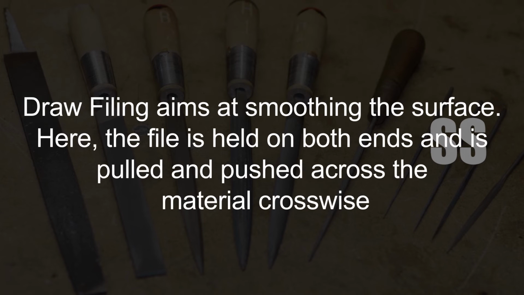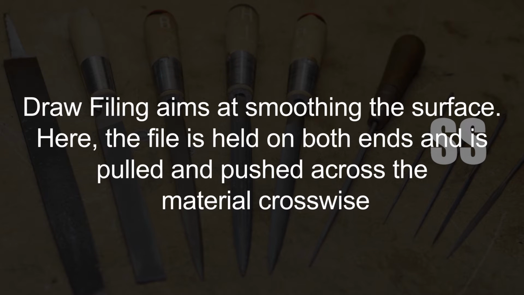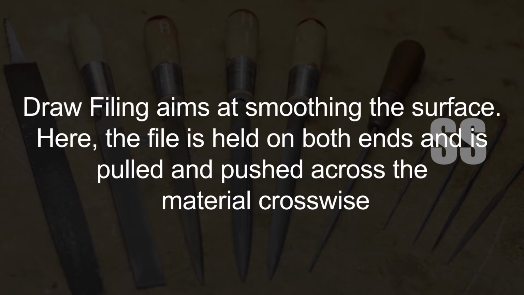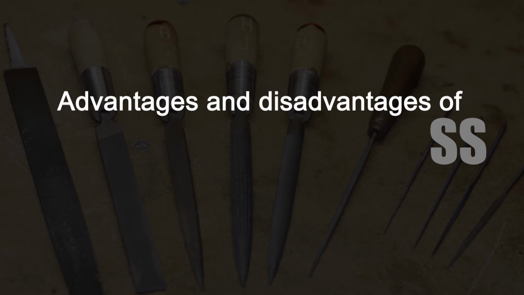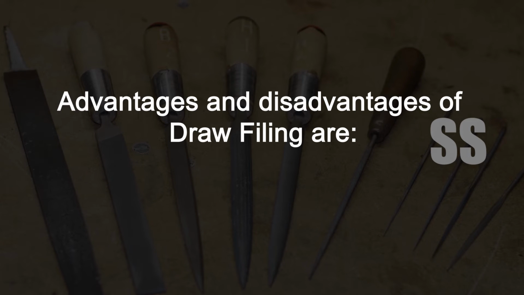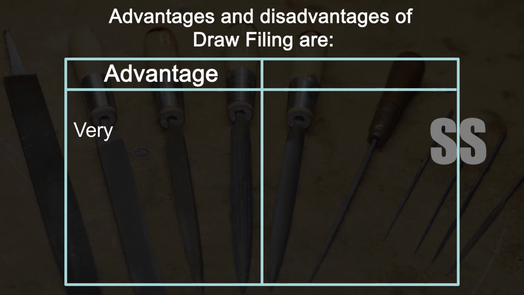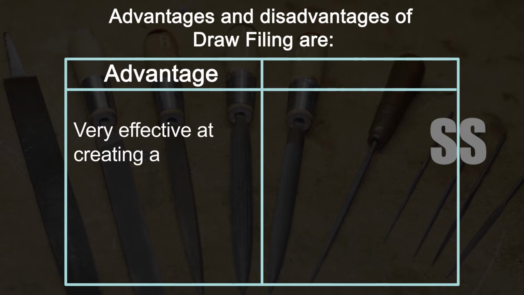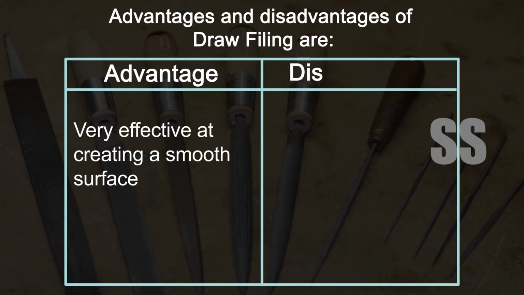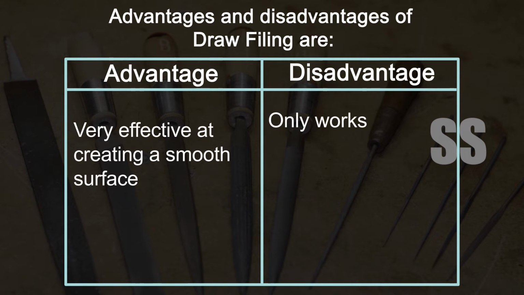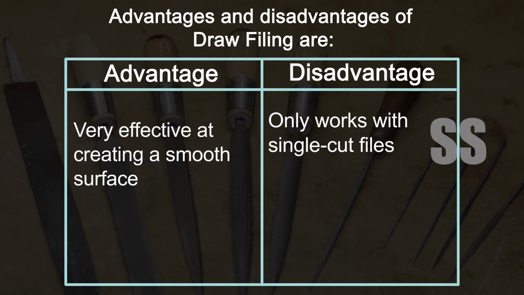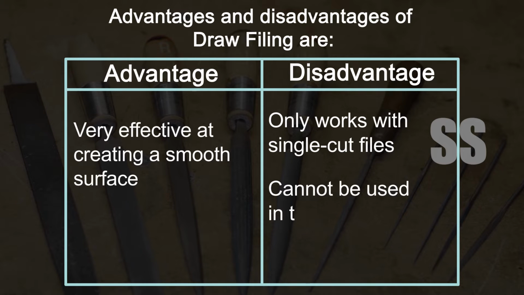Draw filing aims at smoothing the surface. Here, the file is held on both ends and is pulled and pushed across the material crosswise. Advantages and disadvantages of draw filing are: advantage: very effective at creating a smooth surface. Disadvantage: only works with single cut files, cannot be used in tight spaces.